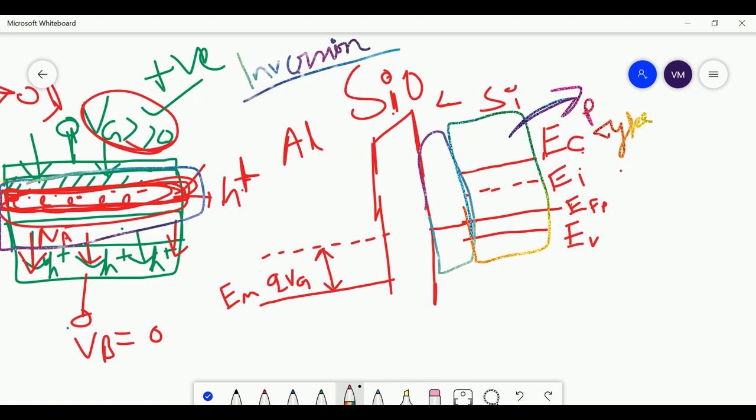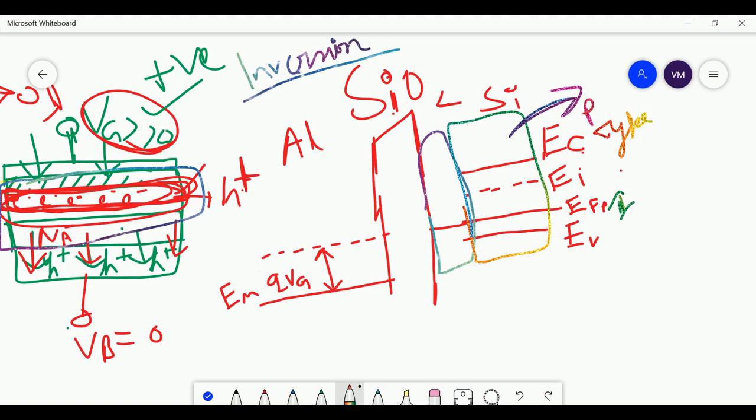So what I have done, I have put the Fermi level closer to the valence band. That shows that this is a p-type semiconductor. Now what happens at the surface? At the surface, the Fermi level goes closer to the conduction band. Why? Just because at the surface the semiconductor is behaving like n-type semiconductor.